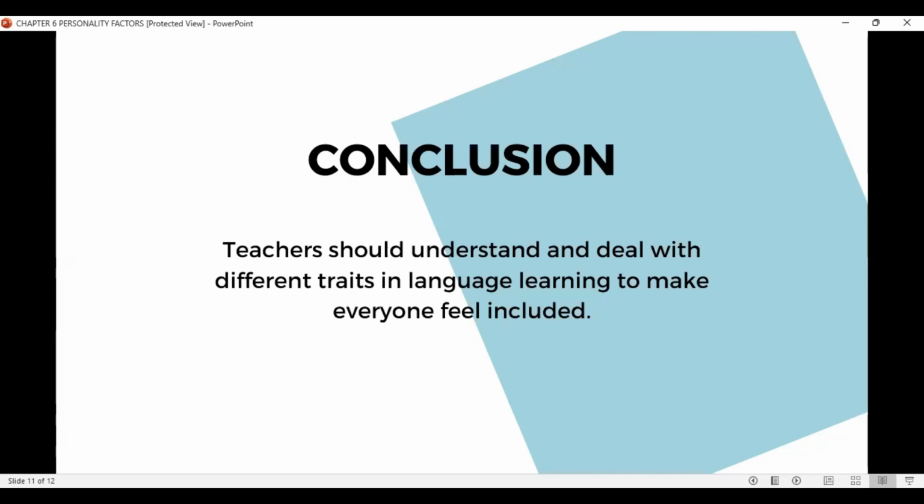In conclusion, teachers should understand and deal with different traits in language learning to make everyone feel included. They can boost students' confidence, motivation, and skills by helping them feel good about themselves, being open to learning, and encouraging them to talk. Next slide.